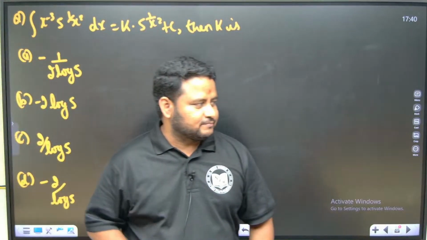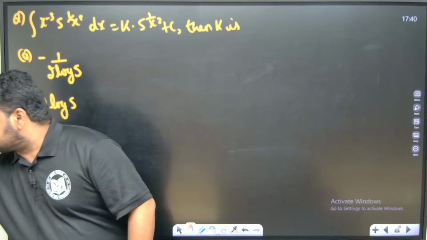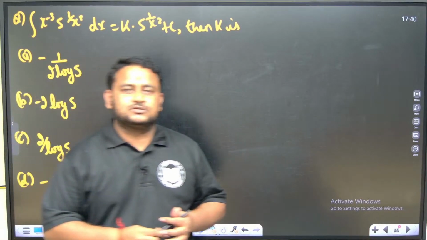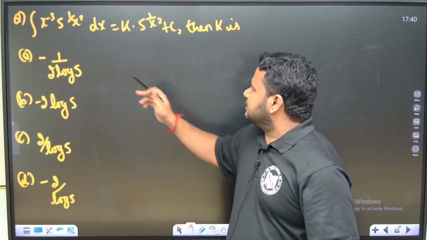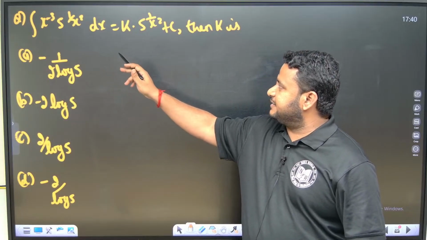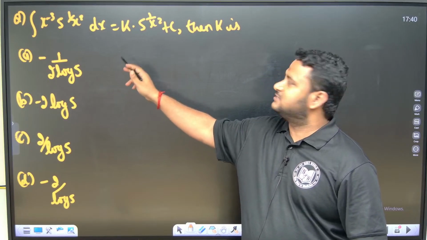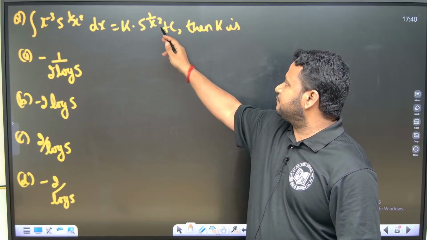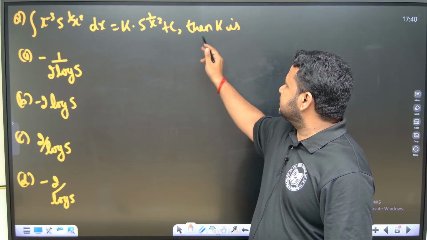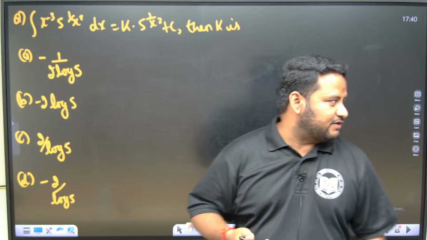Have a look at this question. So in this question, if you see, integral of x to the power of minus 3 into 5 to the power of 1 by x square dx is equal to k times 5 to the power of 1 by x square plus c, then k is equal to what? Here they are asking the value of k.